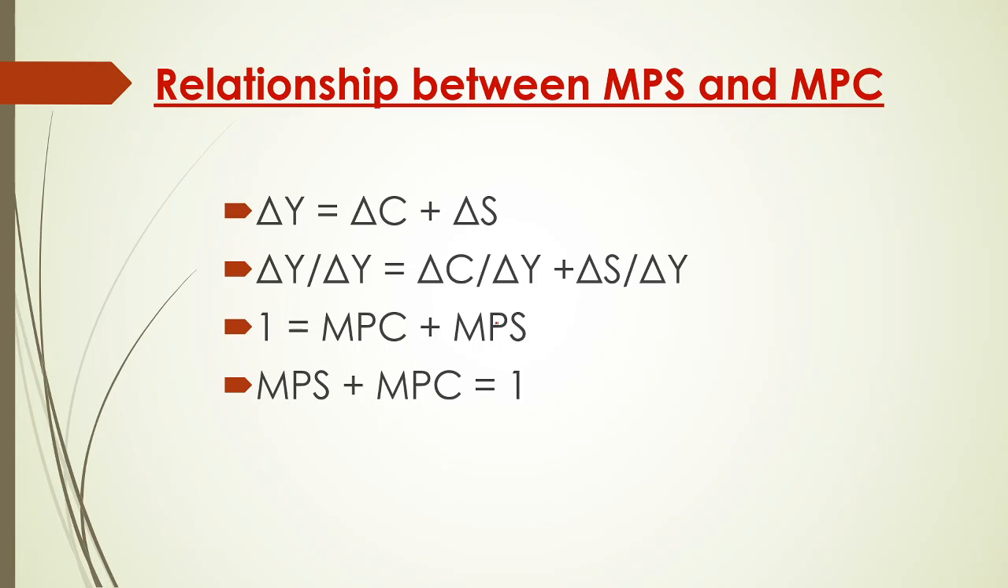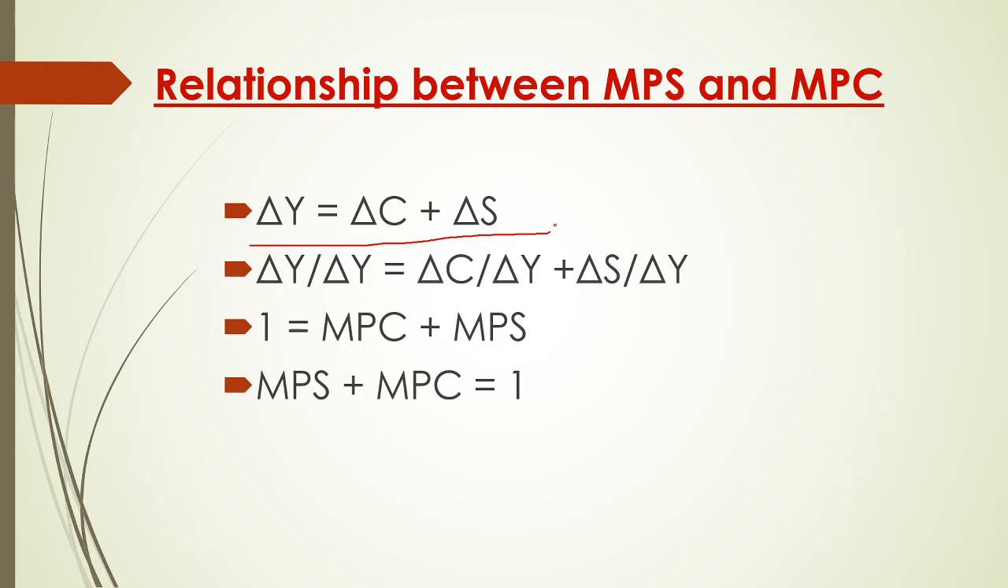Okay, so see here, we know that change in Y is equal to change in consumption plus change in saving, right? So the part of the income that is increased, we use either for an increase in consumption or an increase in saving. So if we divide both sides by del Y, del Y by del Y is equal to del C by del Y plus del S by del Y.